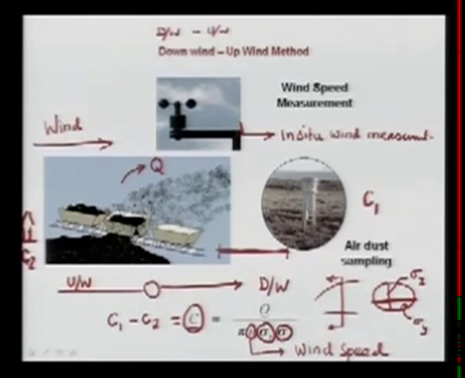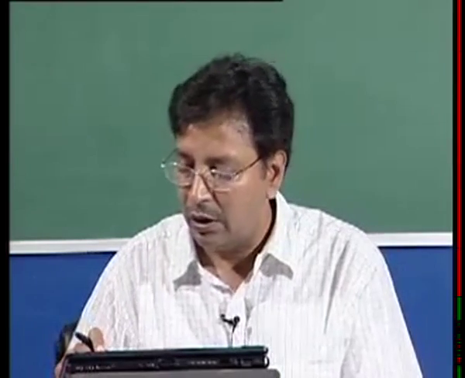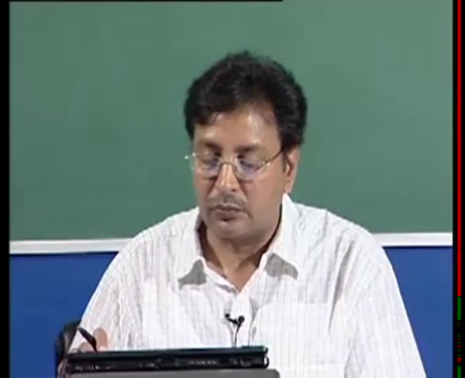U is the wind speed you are measuring, sigma y and sigma z are the dispersion of the pollutant plume in the y and z directions, and therefore a function of the distance, don't forget that. And you can find out what Q will be, and then Q can be estimated.